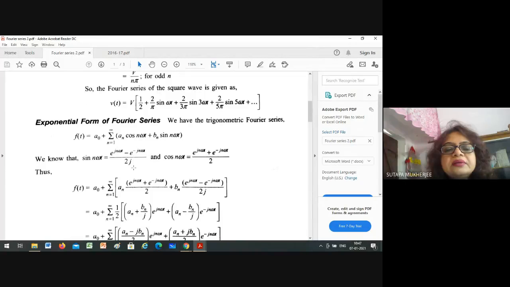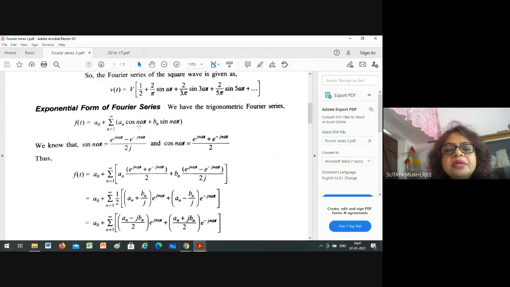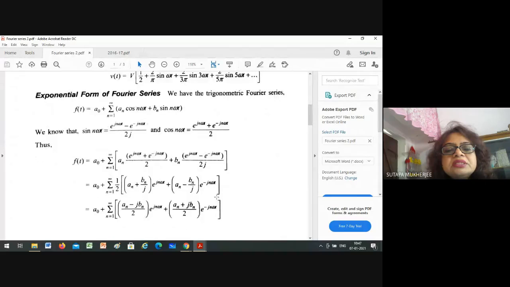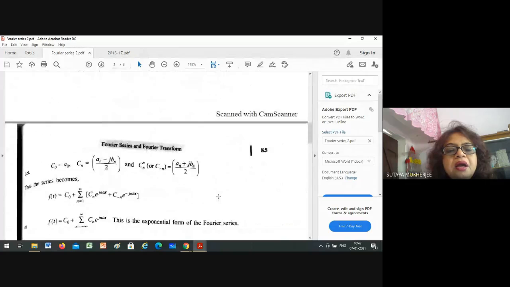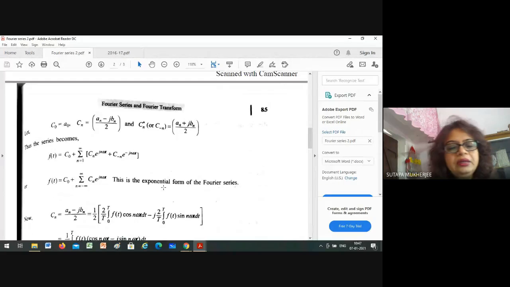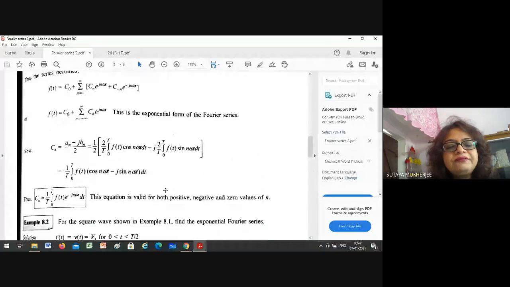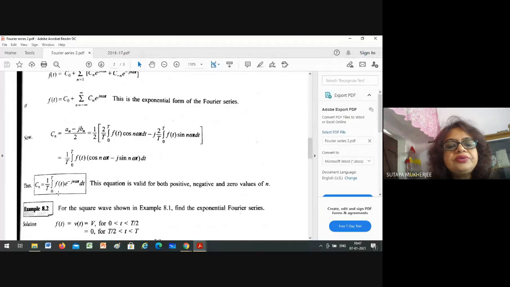Is it correct? Yes, ma'am. And cos theta is equal to e to the power j theta plus e to the power minus j theta by 2. Putting all these things, cos omega t in terms of exponential terms, you will be able to get all these terms. You will do the calculation yourself. After that, Cn will be this, Cn star or whatever it may be. I will share the screen. I'll share the PDF file, then you will see it. You will do the calculation. After that, this will be Cn equal to 1 by T integral of f(t) e to the power minus j n omega t dt.